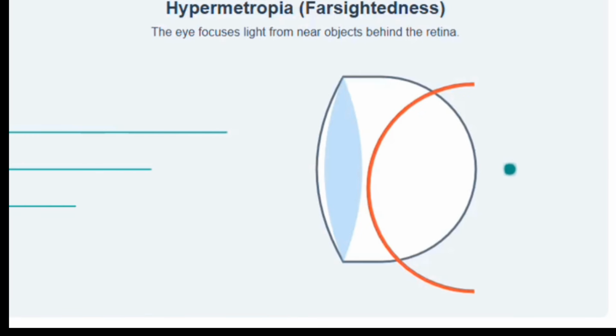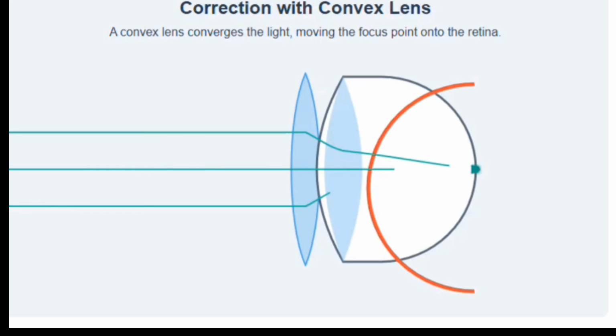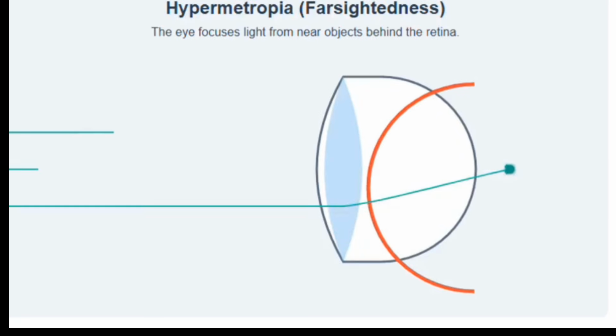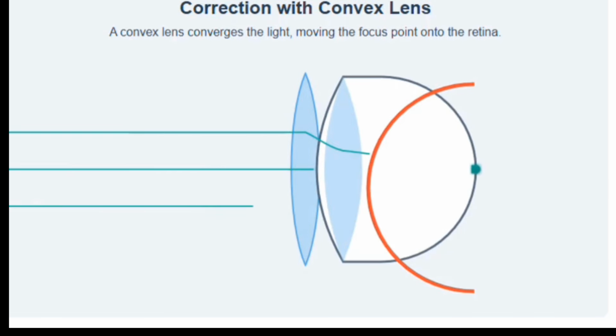This is the simple ray diagram for hypermetropia. You can see the image forms behind the retina, and now by using a convex lens, the image forms exactly on the retina. Once again, look here, the image forms behind the retina, and if you use the convex lens, it forms exactly on the retina.